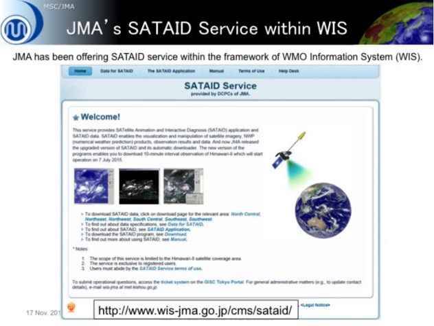And JMA has been offering SAT services for NMHSs within the framework of WMO information system called WIS. And you can access this website, and there are SAT data and its applications as well as useful information about these services. Himawari 8 data are also available on this WIS service.